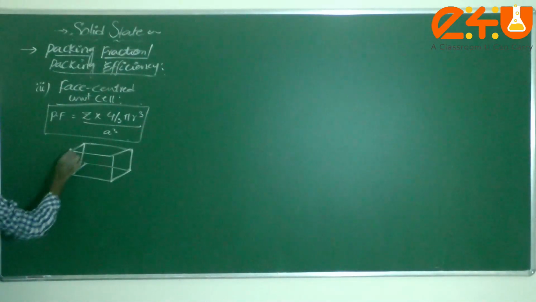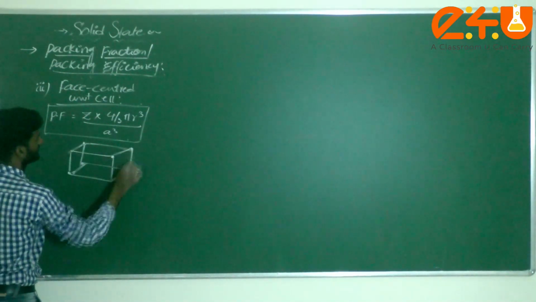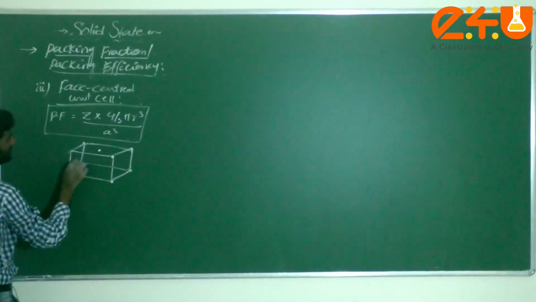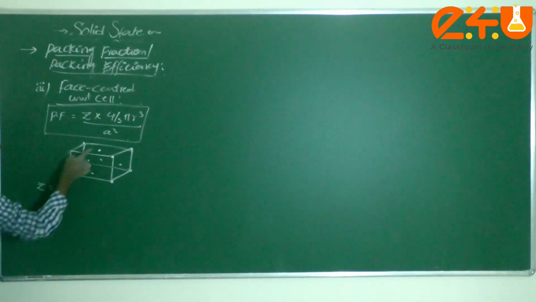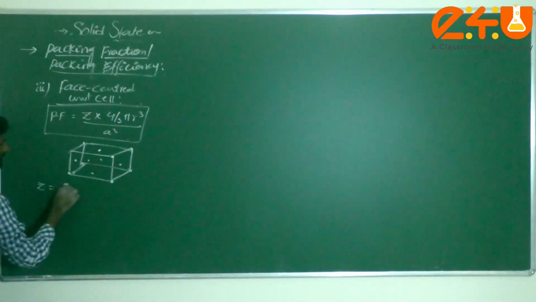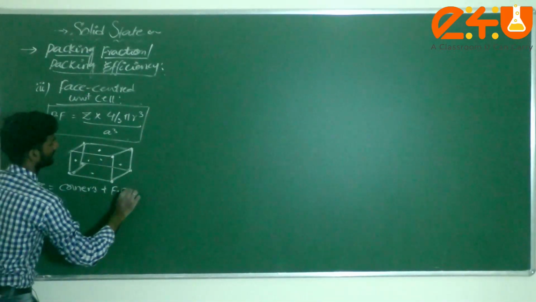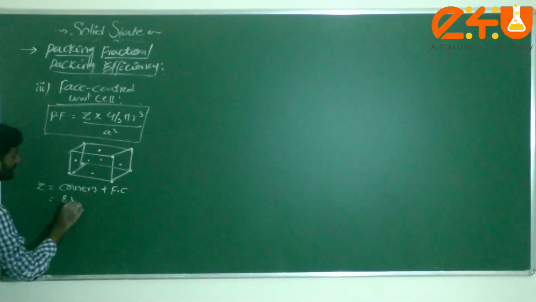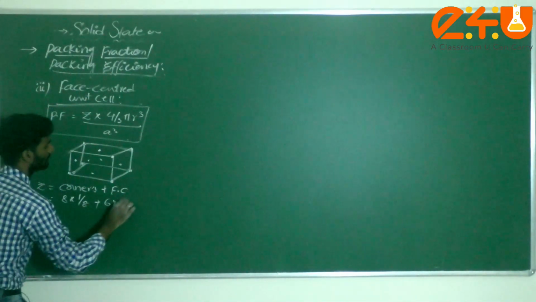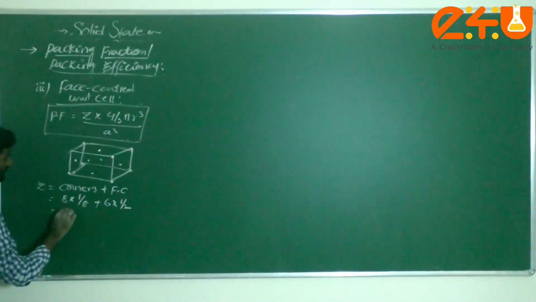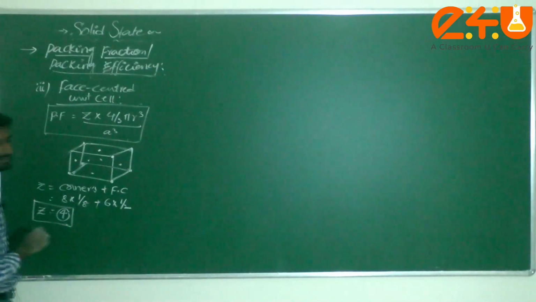Now, for the face centered unit cell, how many faces are there? What is the rank of the unit cell? Here Z is equal to corners plus face centers. Corners: 8 into 1 by 8, plus how many faces, dear students? 6 into the contribution of each, 1 by 2. That is 1 plus 3, which is 4. Z is equal to 4. Am I correct or not?